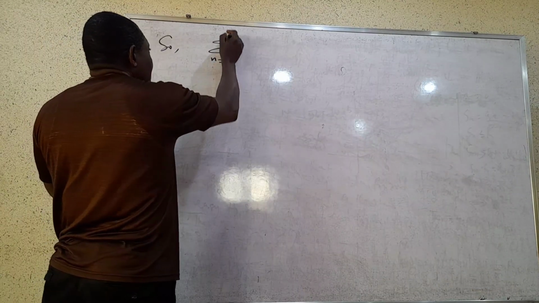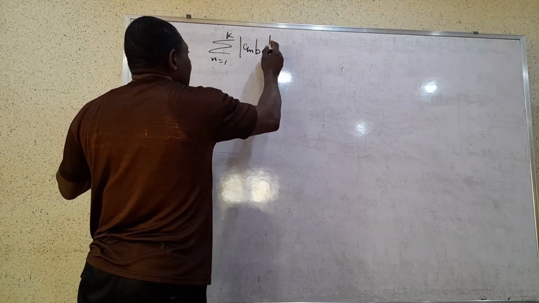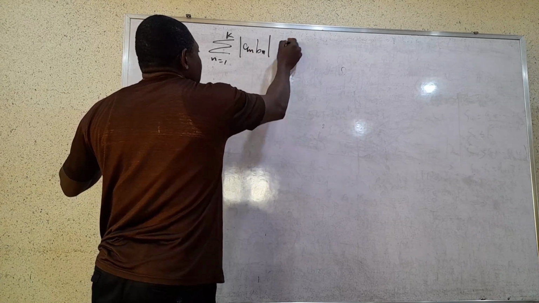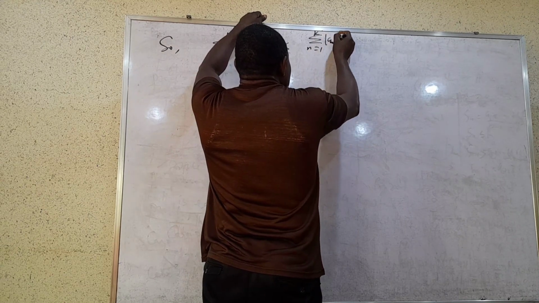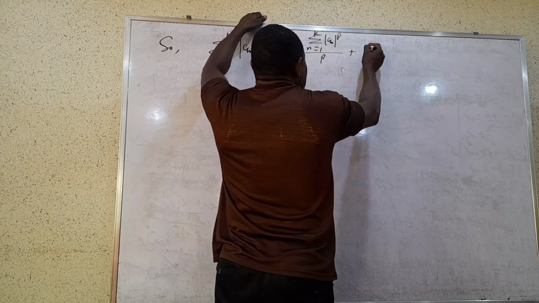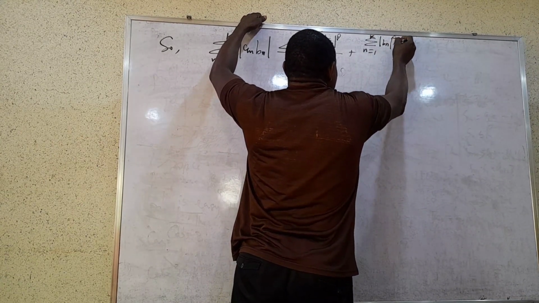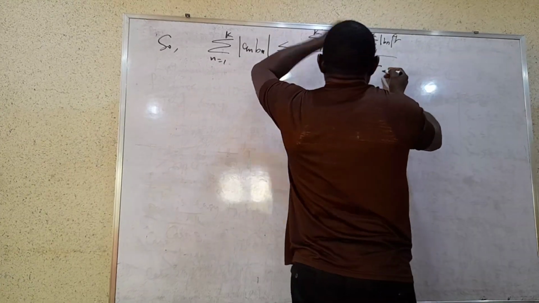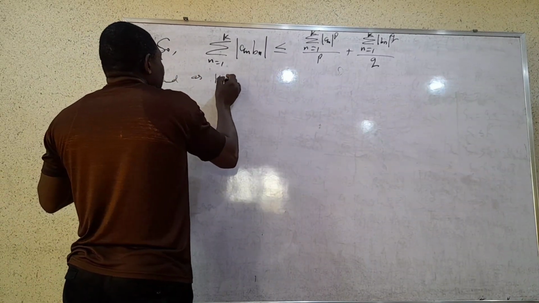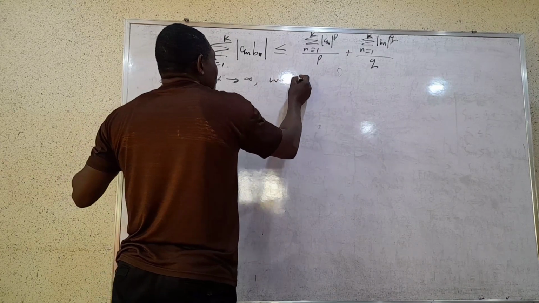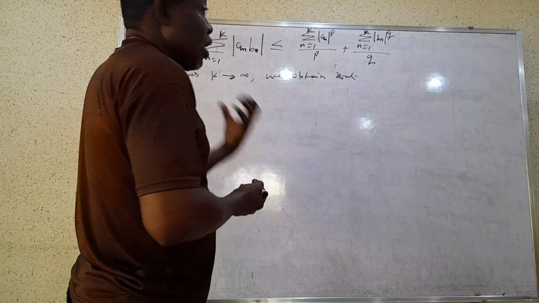Summation n equals 1 to k of the absolute value of a n, bn is less than or equal to summation n equals 1 to k of the absolute value of a n to the power p all over p, plus summation n equals 1 to k of the absolute value of bn to the power q all over q. And as k tends to infinity, we obtain that. I can do this because of the explanation I've given.